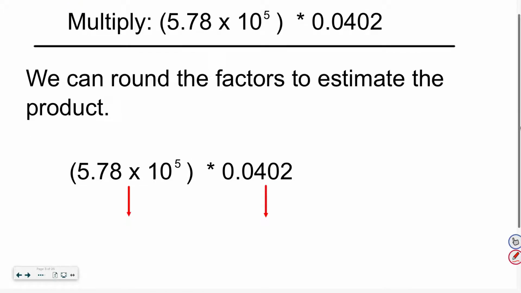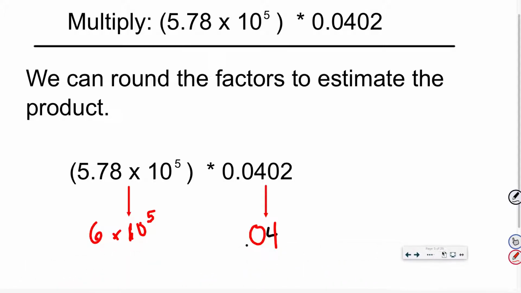How could we round 5.78? What would be our nearest whole number? 6. We could round this for now to be about 6 times 10 to the 5th. How about 0.0402? Could we round that to the nearest hundredth? You're saying 0.05. You could do 0.04, and it's really close to 4 hundredths. That would be an option.